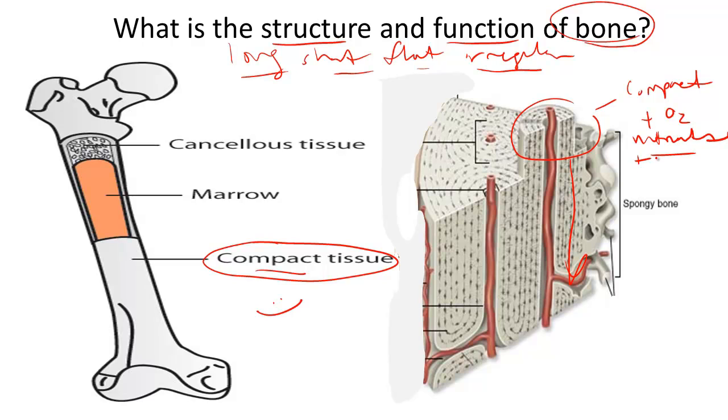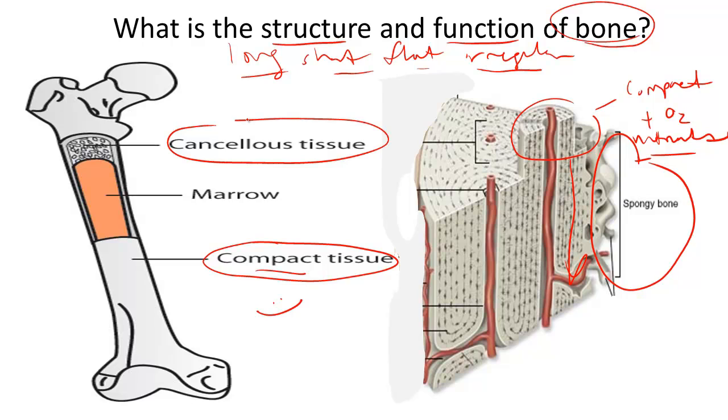The other part of bone, either located at the ends or even at the center of bone, is spongy bone, or sometimes called cancellous tissue. This is much less dense. This part of bone contains cavities that contain bone marrow, instead of being fed by a system of osteons.